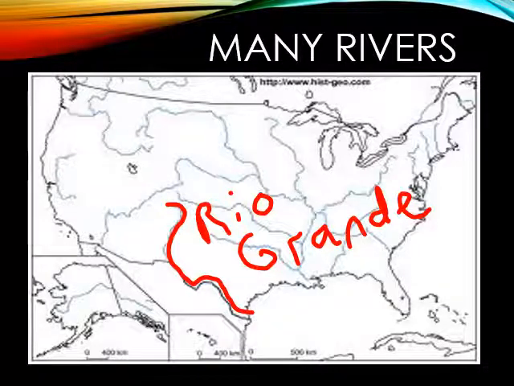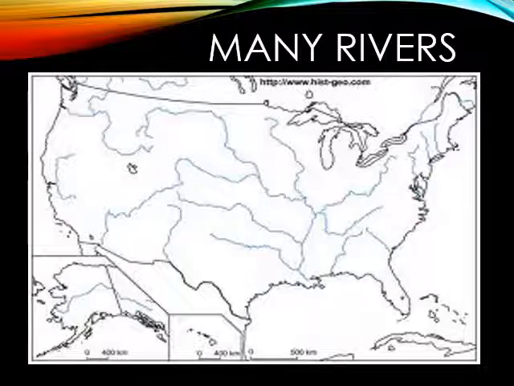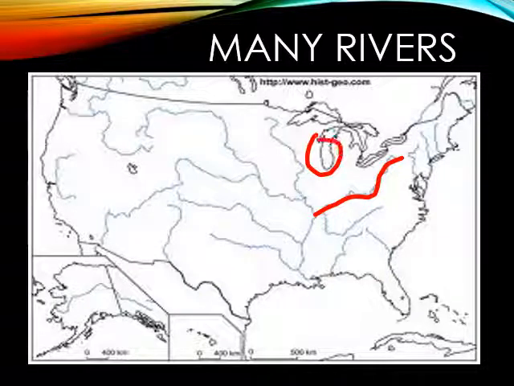Then from the Mississippi River, we are going to move to the east this time. And we'll start right here and move up to the end of this river. And this river is the Ohio River.